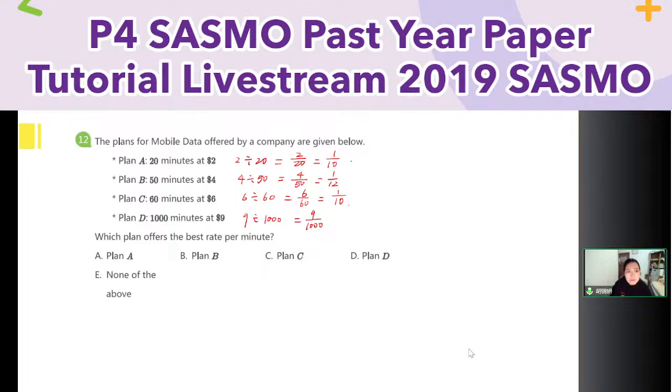As we can tell, A and C are the same, right? So we can eliminate them directly. Now we are going to compare 1 over 12 and 9 over 1,000. You tell me which one is smaller. This one is B and this one is D. Which one is smaller? Yeah, Liang Tan, correct. Very well done. Yeah, 小太阳, good job. So definitely 9 over 1,000 is smaller. So the answer should be D.